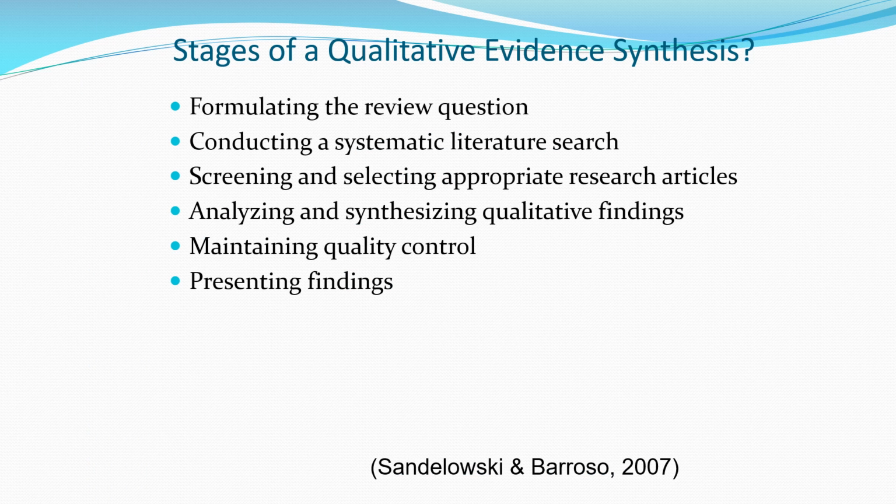From the point of view of a systematic review course, we can see that the stages of qualitative evidence synthesis are very similar to those for a conventional systematic review. They involve formulating the review question, conducting a systematic literature search, screening the appropriate qualitative research articles, analysing and synthesising the findings instead of the quantitative results, having procedures in place for maintaining quality control, and then presenting those findings. So at first view, the similarities shout out from this particular structure. But as you go into each one of these, you can actually see distinctions.